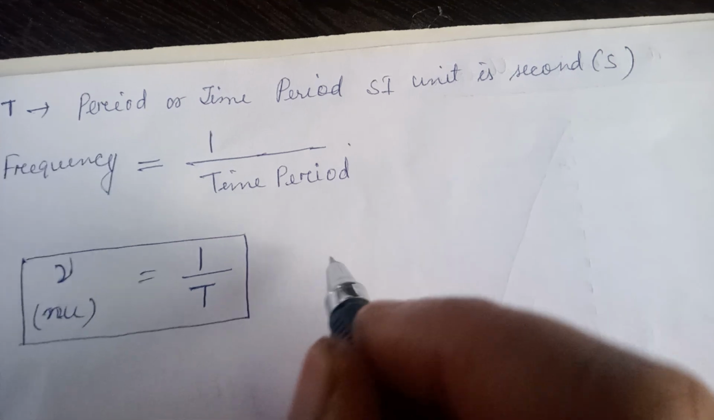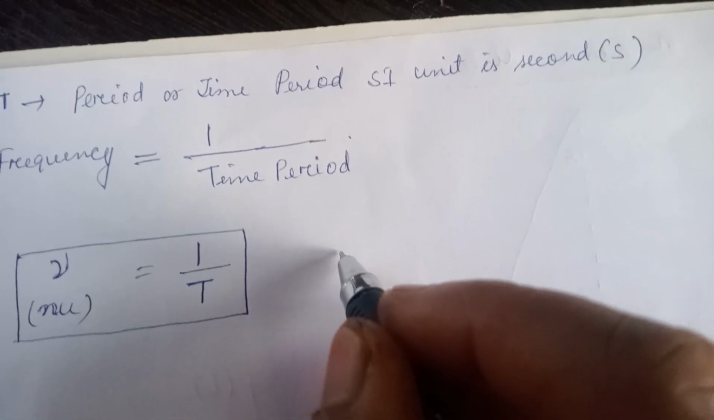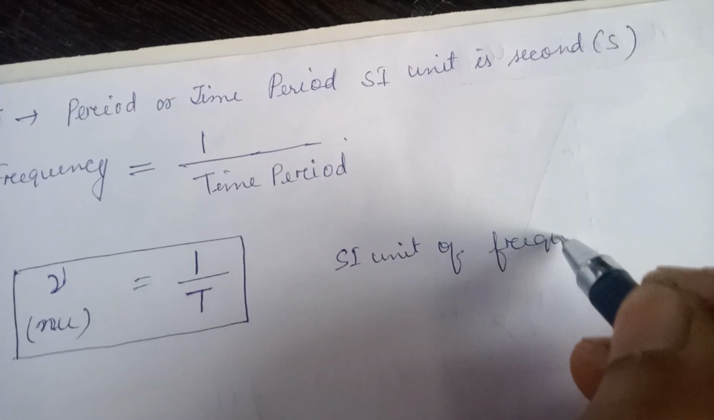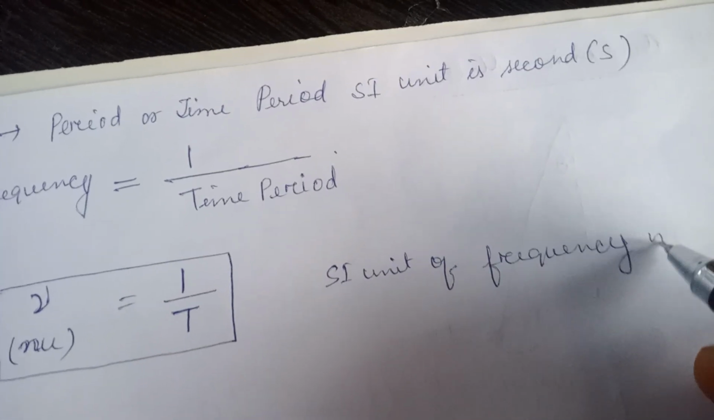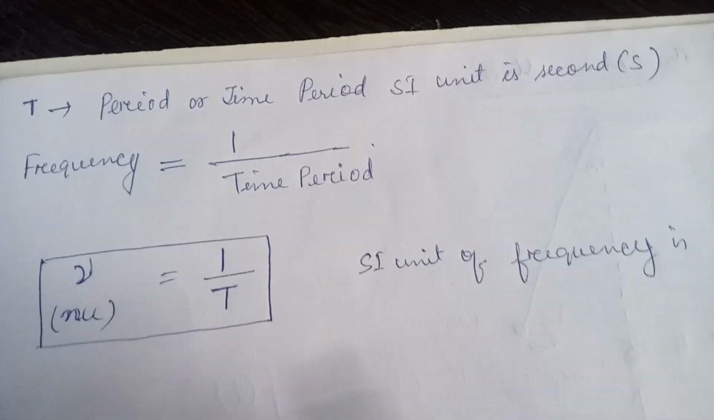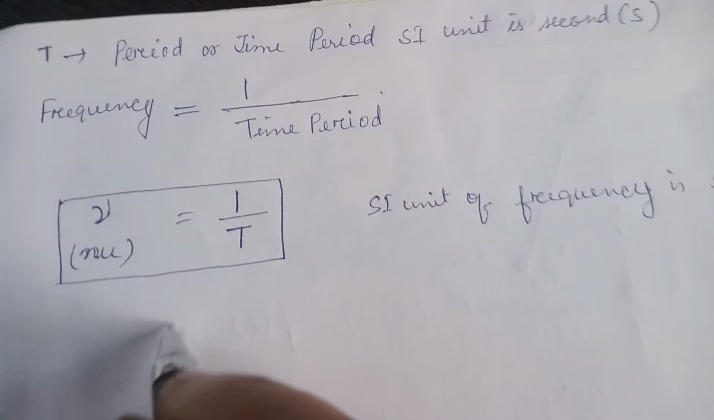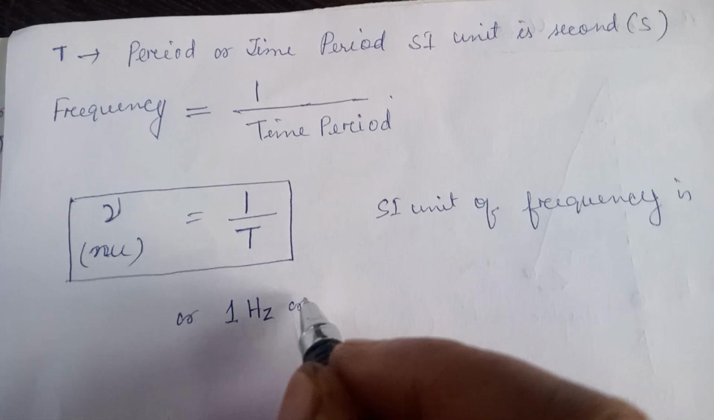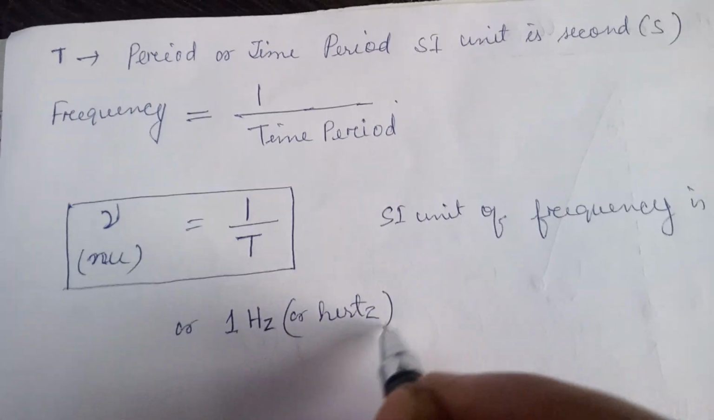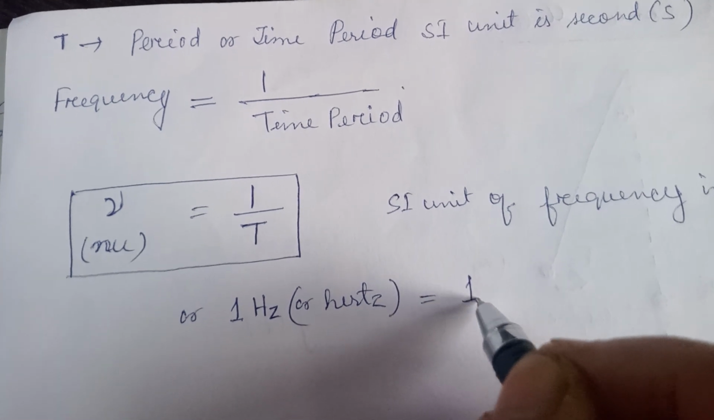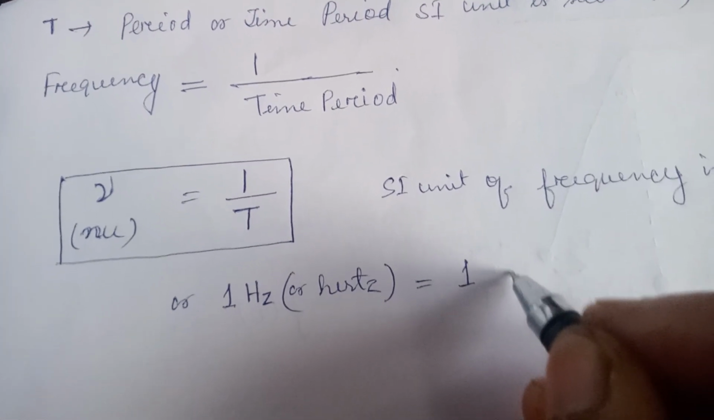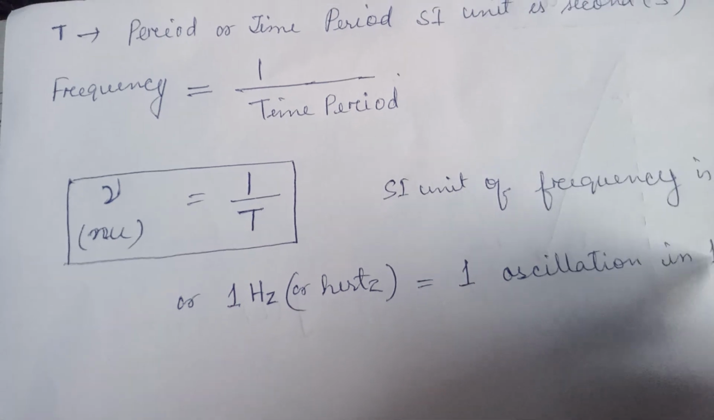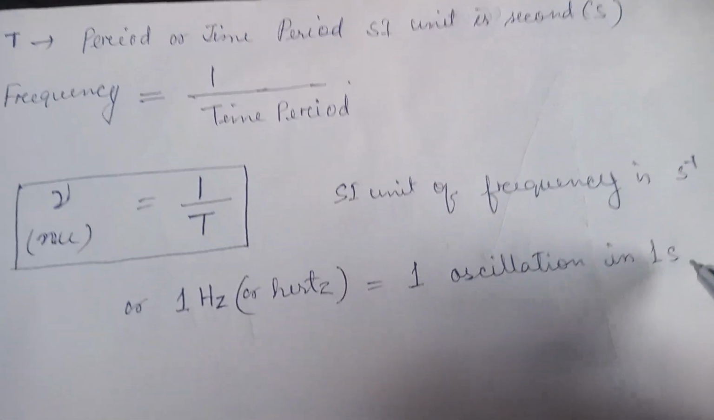So from this we get the SI unit of frequency, which is per second, or 1 hertz. 1 hertz is equal to 1 oscillation per second. Okay.